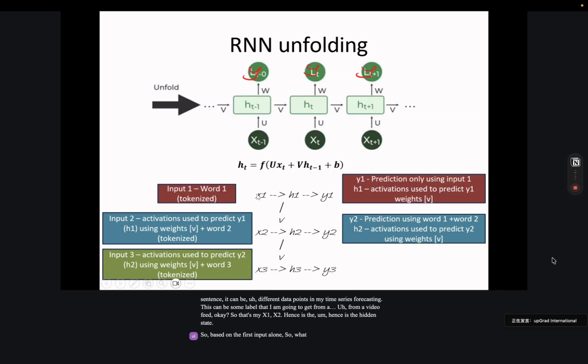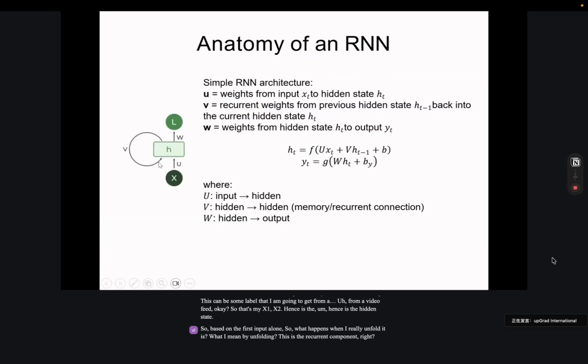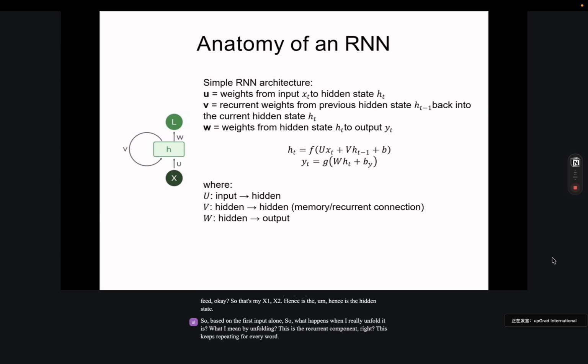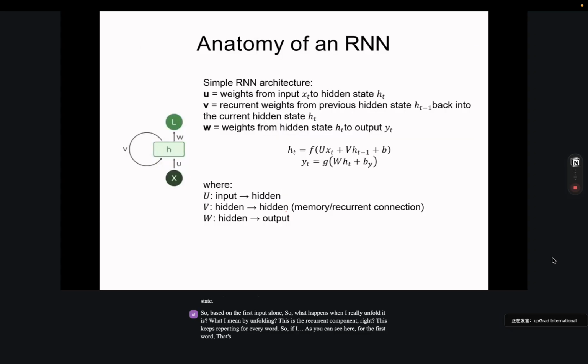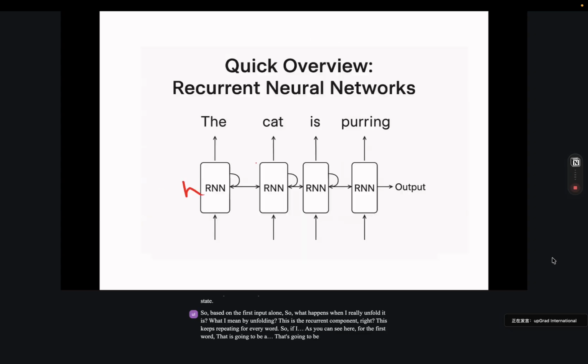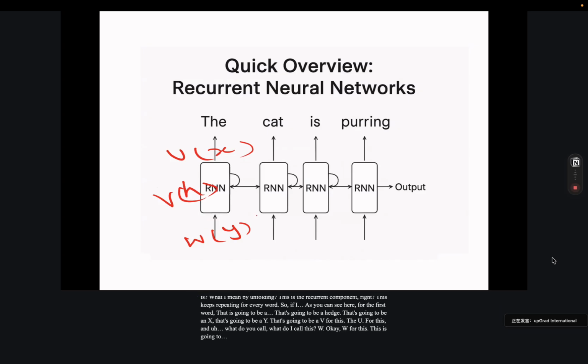What I mean by unfolding is this is the recurrent component, right? This keeps repeating for every word. So as you can see here, for the first word, there's going to be an H, an X, a Y, a V for this, the U for this, and what do they call this? W. Okay, W for this. This is going to be there for all of my words.